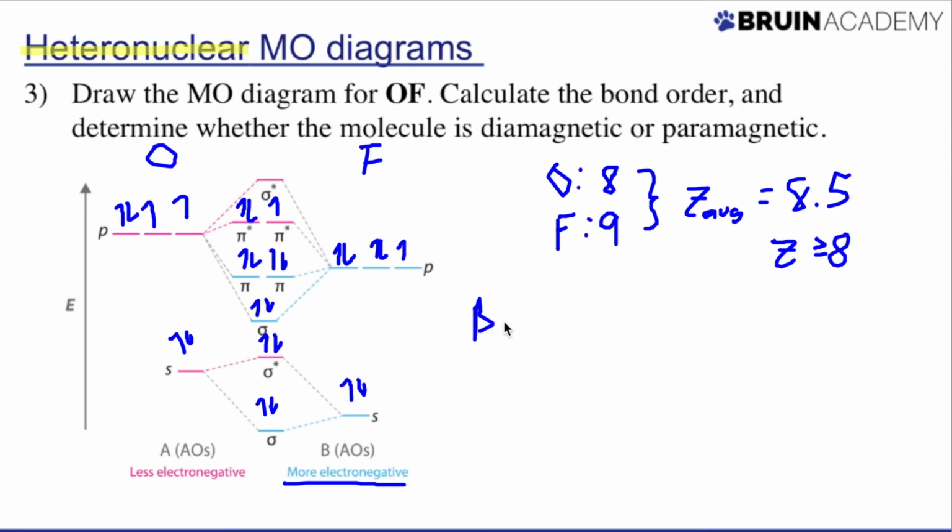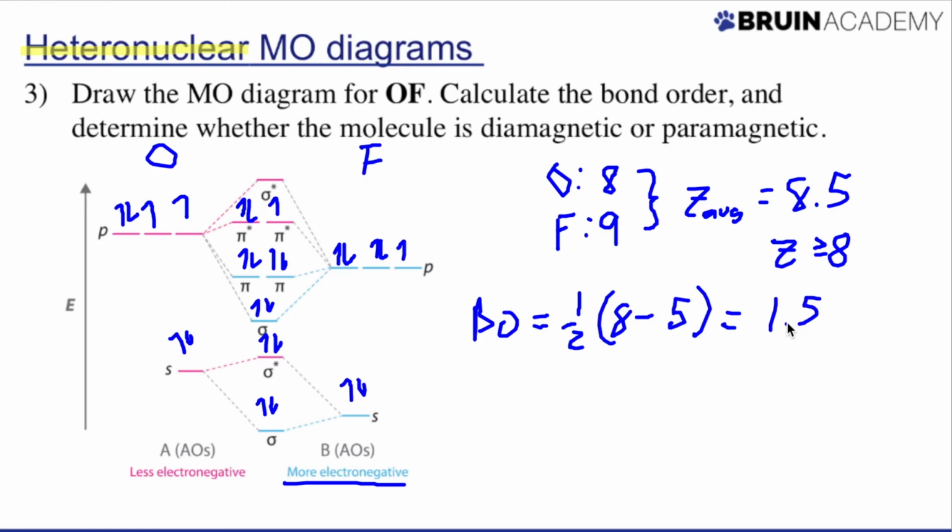And so bond order is going to equal 1/2 the number of bonding orbital electrons, which is 2, 4, 6, 8, minus the electrons in the antibonding orbitals, which is 2, 4, and then an extra one here, which is 5. That gets me 1/2 of 3, which is 1.5.